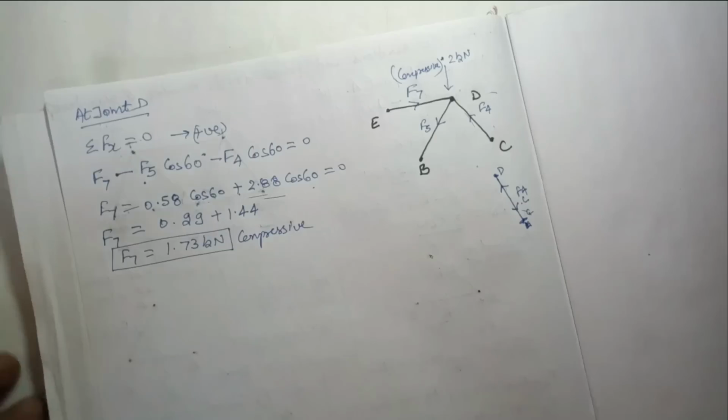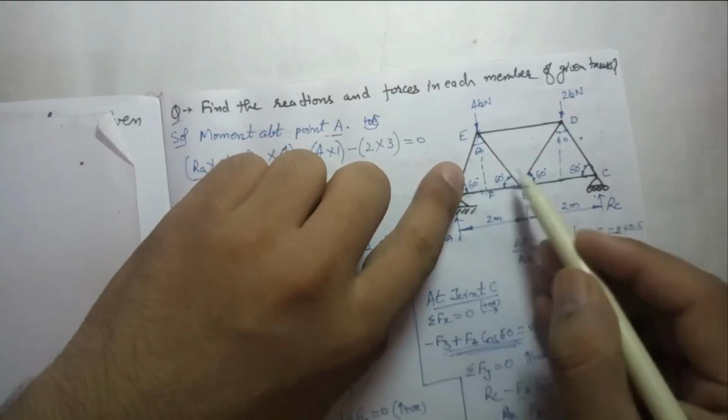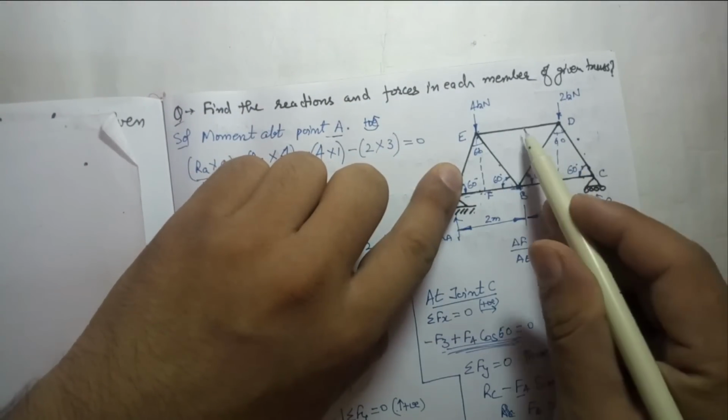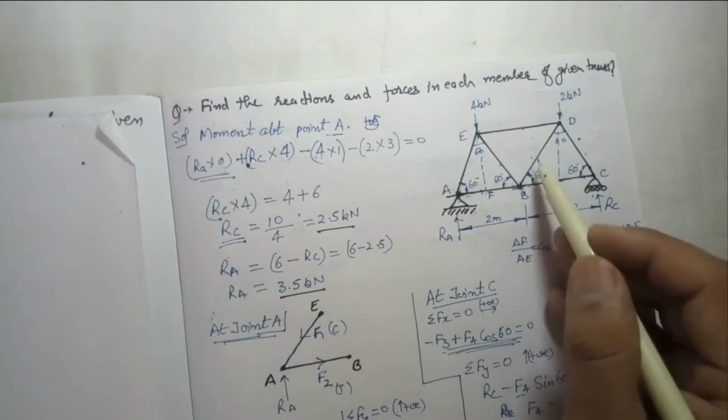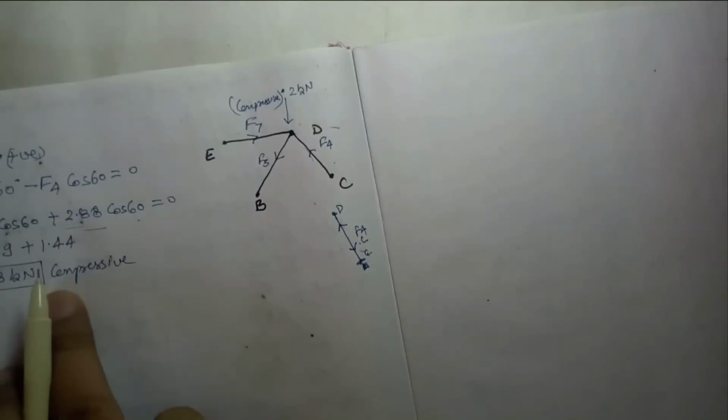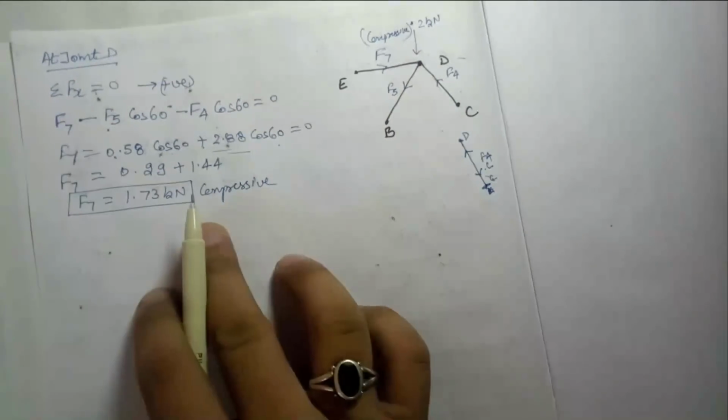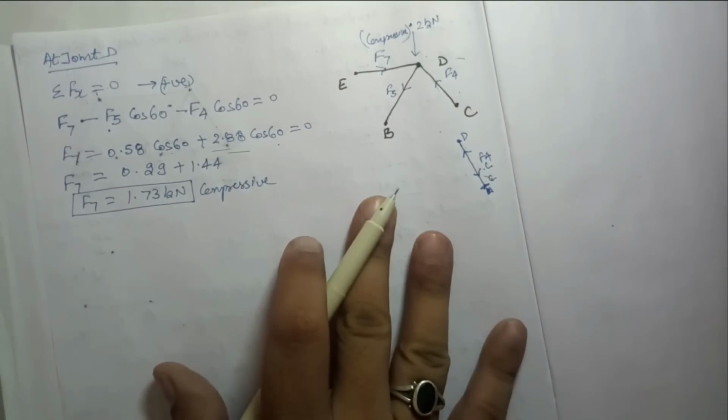So I think we have calculated all the forces: 1, 2, 3, 4, 5, 6, 7. There are 7 members, and we have calculated all 7 forces from 1 to 7. So in this way you have to solve the questions.